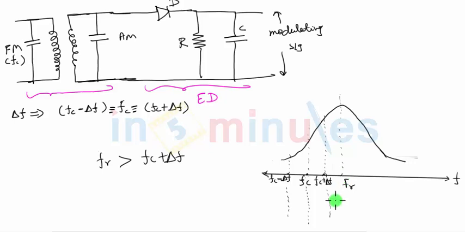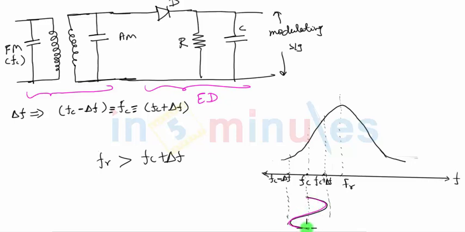Now, whatever signal comes at the input side will have a frequency which will be varying from Fc towards Fc plus delta F and then towards Fc minus delta F. So input frequency will be varying over this range. So this is the variation in the input frequency.